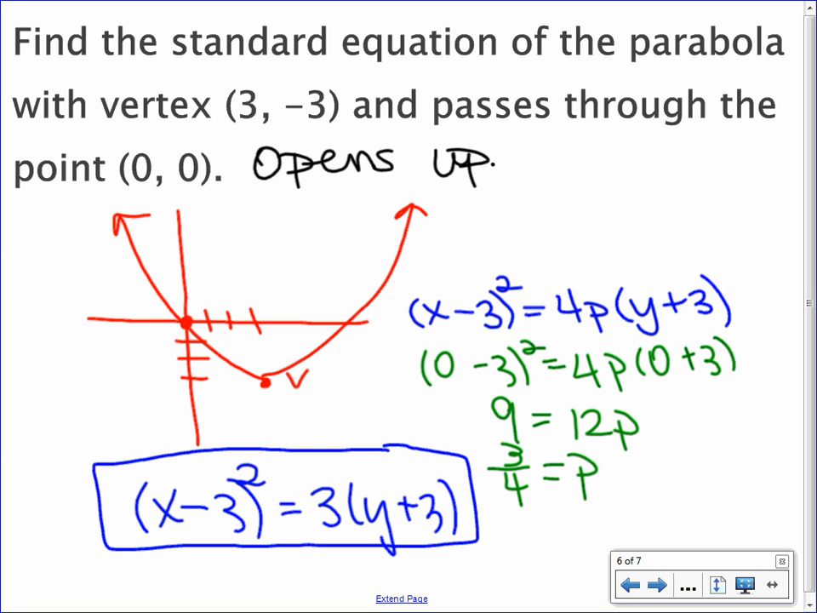We need to find the focus. Well, in this case, if p is 3/4, where is the focus? It would have to be at (3, -2 1/4), right? And our directrix would be at y equals -3 3/4.